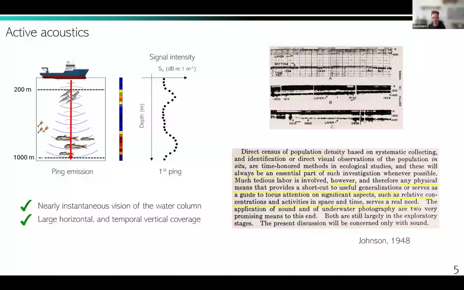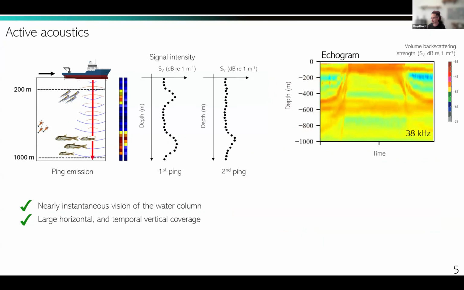It's also one of the only tools that allow us to monitor mid-trophic level dynamics with such a spatial, vertical, and temporal resolution. So nowadays, the echograms that we have look more like this. On this image, you can identify sound scattering layers of animals. And you can also observe vertical migration patterns that I mentioned in the introduction.